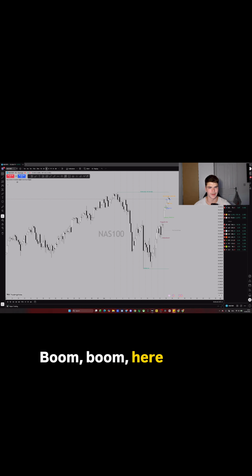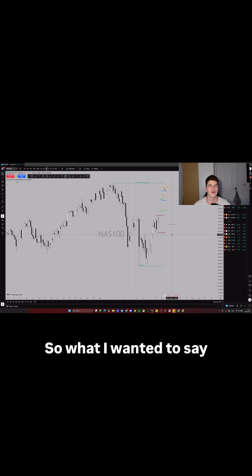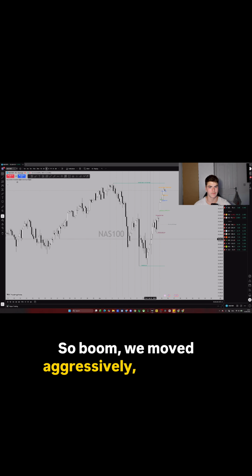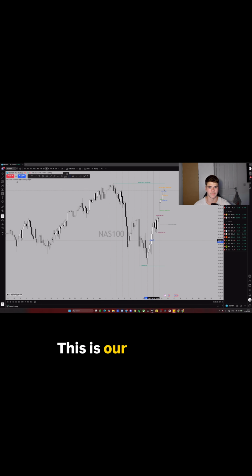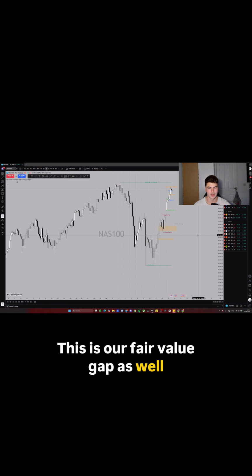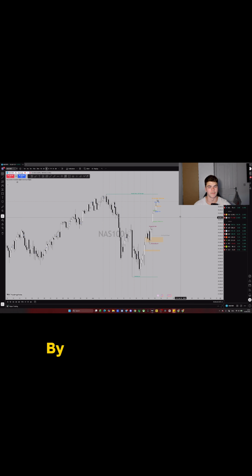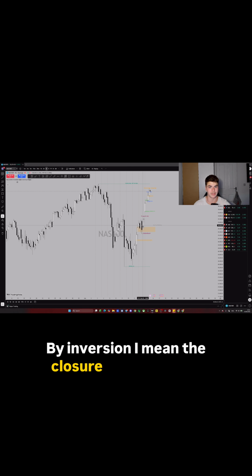So, what I wanted to say is when we are in an uptrend, we form bullish fair value gaps. So, boom, we moved aggressively and formed an imbalance. This is our fair value gap. This is our fair value gap as well. As you can see, we haven't inversed. By inversion, I mean the closure below the fair value gap.